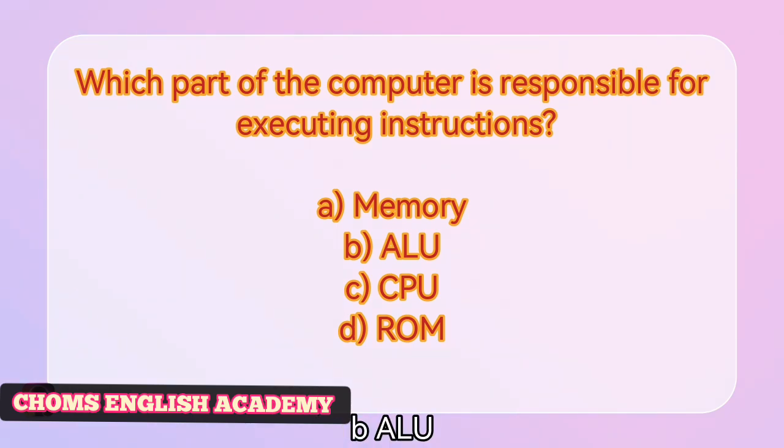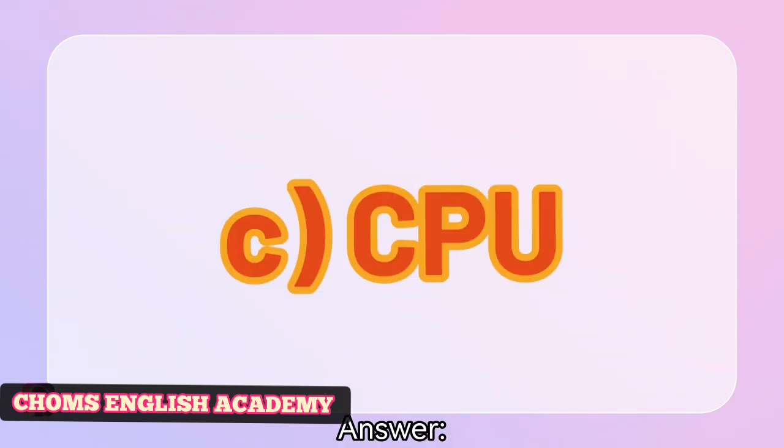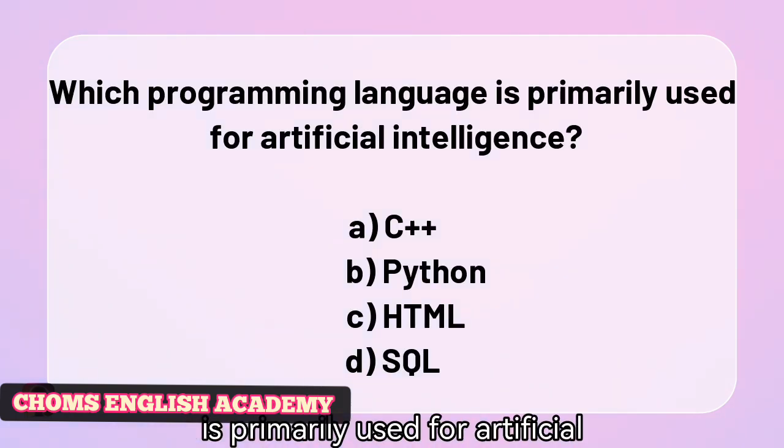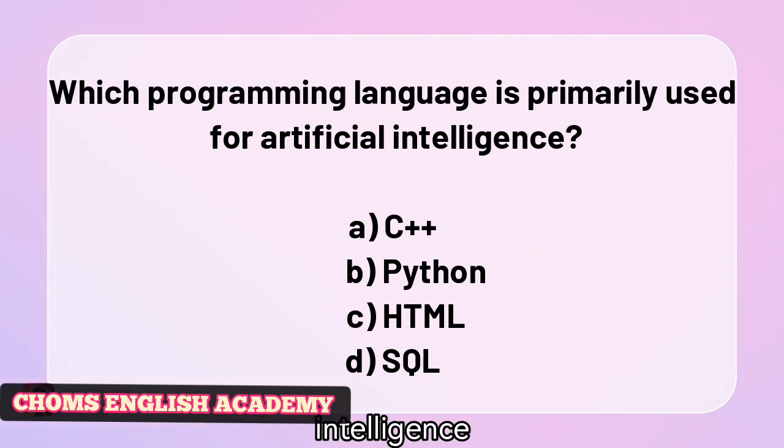A. Memory. B. ALU. C. CPU. D. ROM. Answer: C. CPU. Which programming language is primarily used for artificial intelligence?